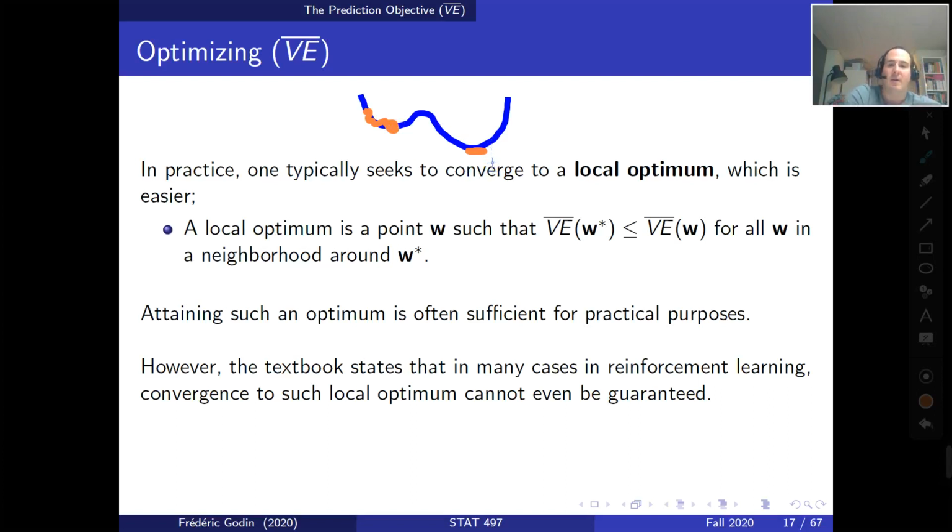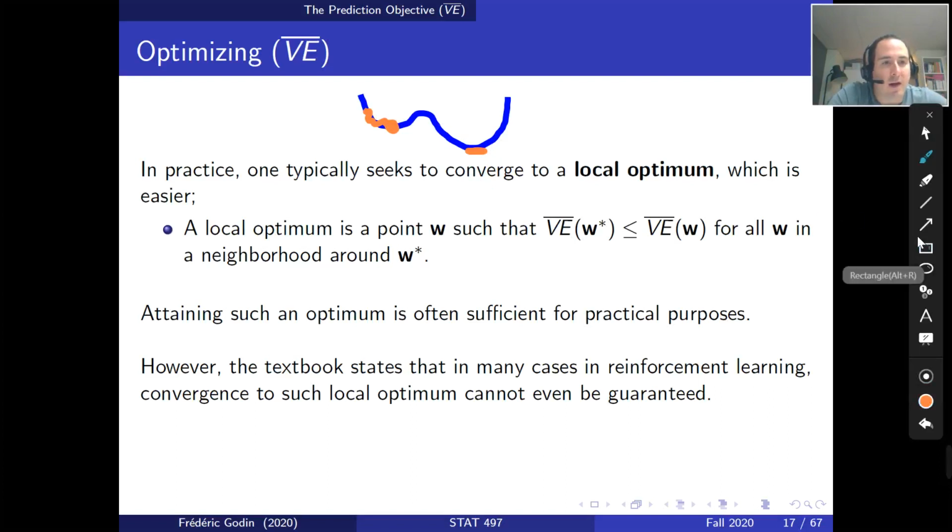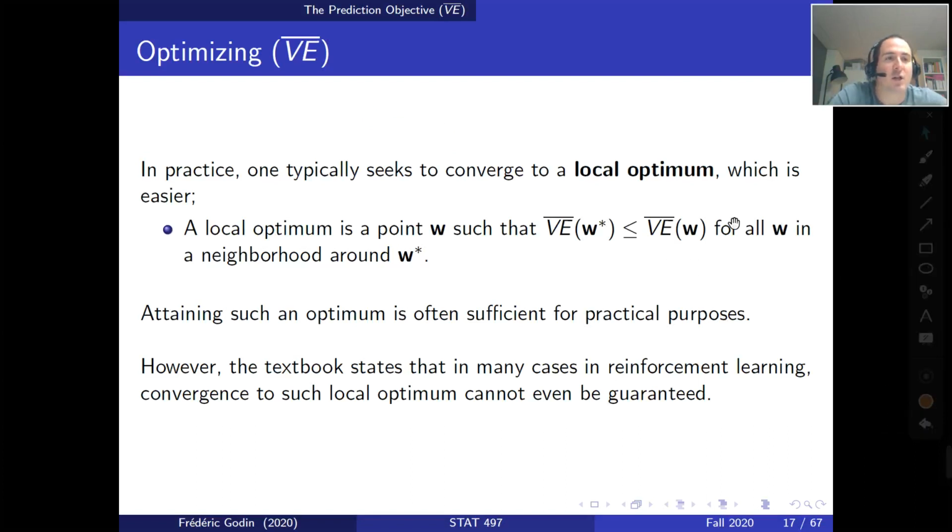So for practical purposes, we will try to find a set of parameters W which is a local optimum of our objective function. Often we will be happy with that, and the algorithms proposed will typically tend to find local optima instead of global ones.